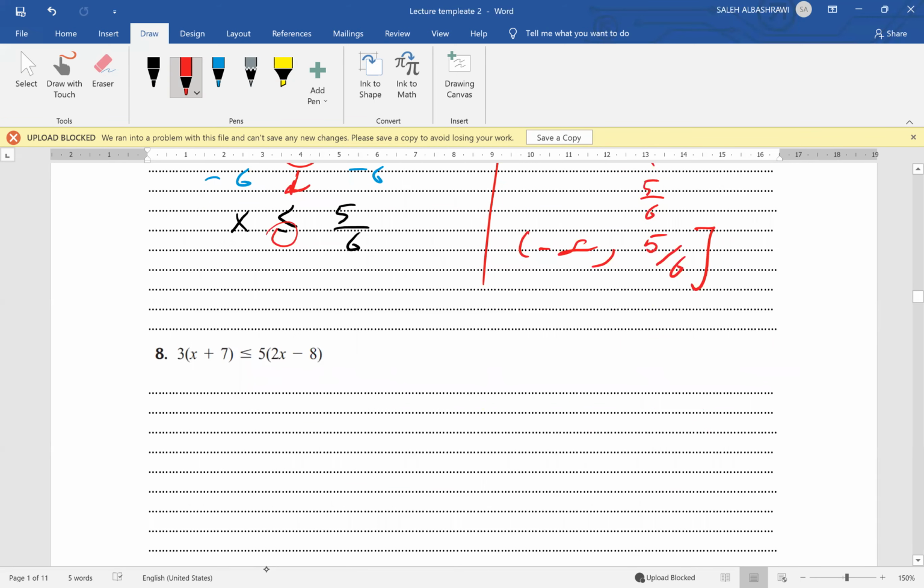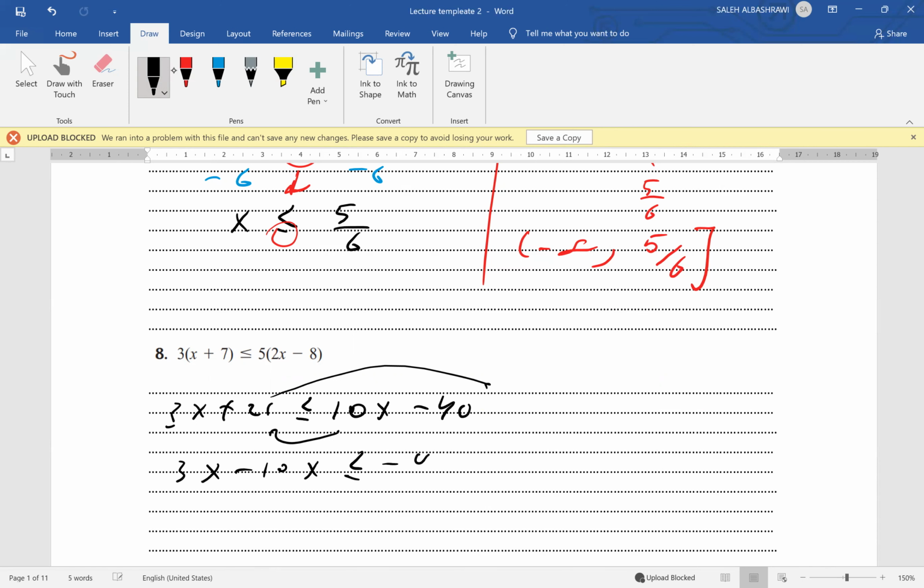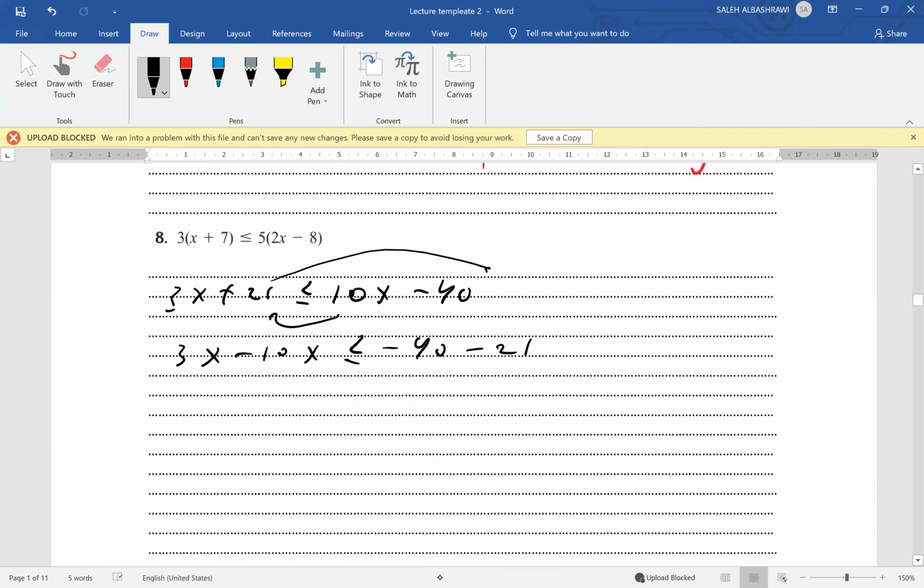Last example, if I have 3 multiplied by x plus 7 less than or equal to 5 multiplied by 2x minus 8. Open the bracket, it will be 3x plus 21 less than or equal to 10x minus 40. Then 21 move it to the other side and 10x to the left-hand side. I will have 3x minus 10x less than or equal to minus 40 minus 21. 3x minus 10x will be minus 7x less than or equal to minus 61.